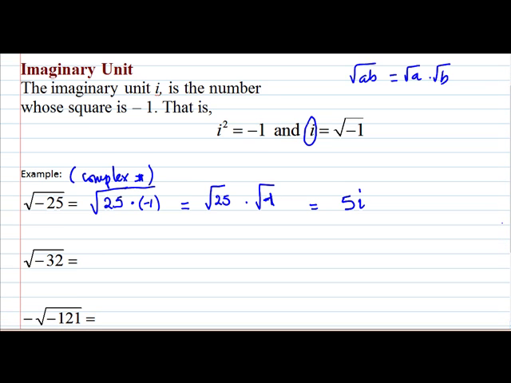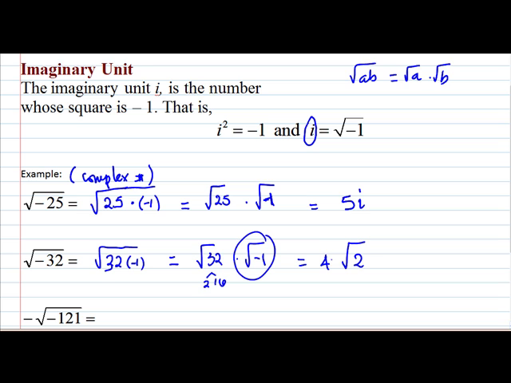Let's look at this problem, and we can do the same thing here. We can view this as 32 times minus 1, and rewrite this as the square root of 32 times the square root of minus 1. Now 32 is 2 times 16. Now 16 is a perfect square, so we have 4 coming out, and the 2 is our remainder. And then the square root of minus 1 is i, so we put i. By standard, we put i in front of the radical.